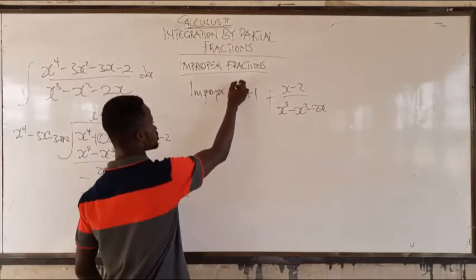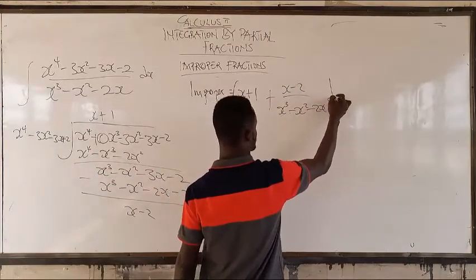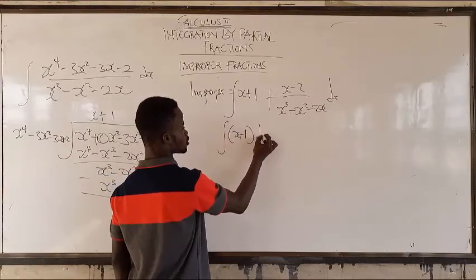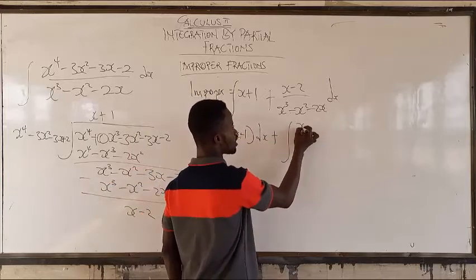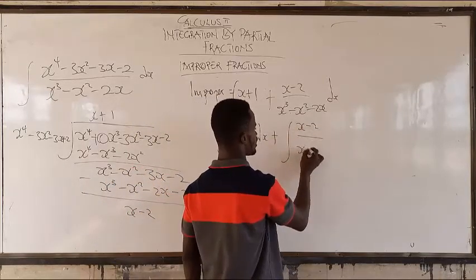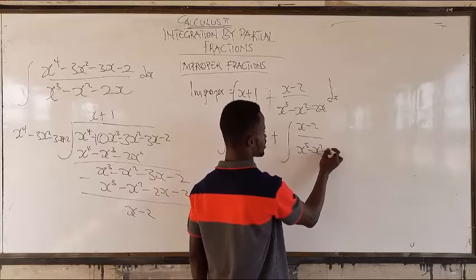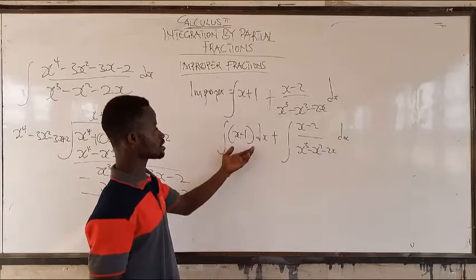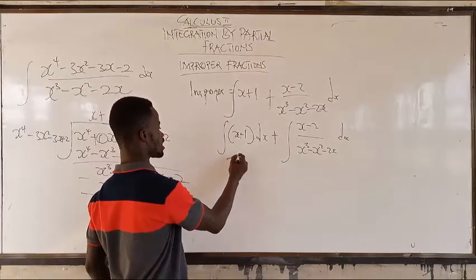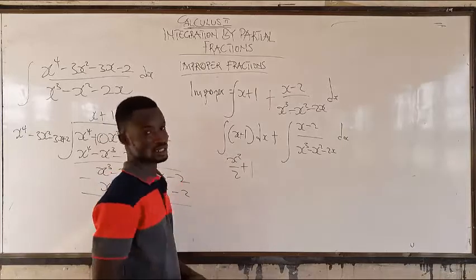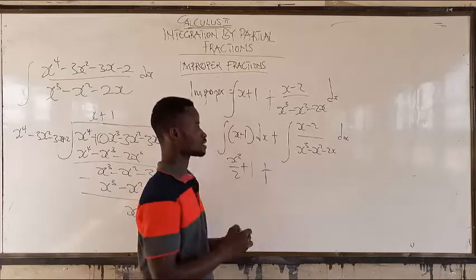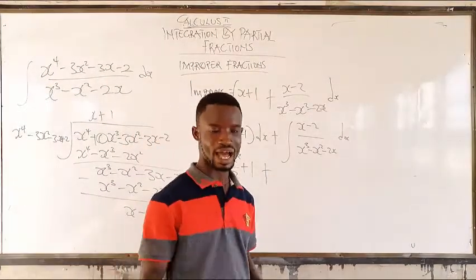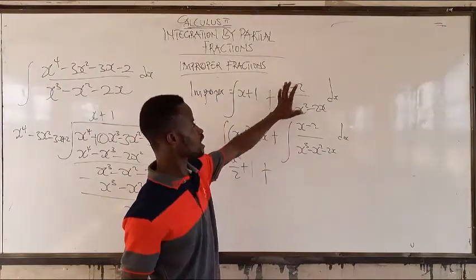So now we are going to integrate this with respect to s. Integrate s plus 1 with respect to s, plus the integral of s minus 2 over s cubed minus s squared minus 2s ds. To integrate this is going to be easy. This is just s squared over 2 plus s. But with this part, we have to go by partial fraction because this is now a proper fraction.